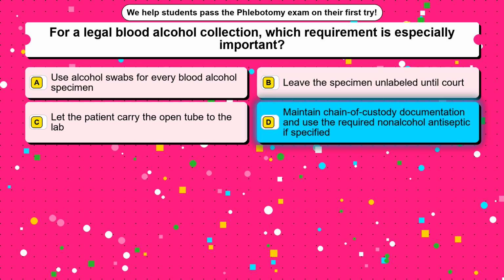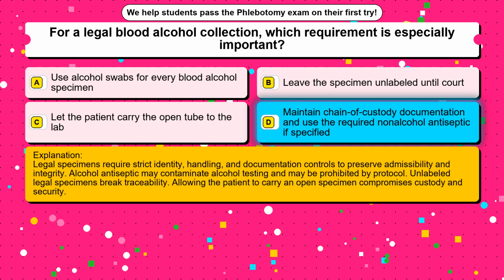Maintain chain of custody documentation and use the required non-alcohol antiseptic if specified. Legal specimens require strict identity, handling, and documentation controls to preserve admissibility and integrity. Alcohol antiseptic may contaminate alcohol testing and may be prohibited by protocol. Unlabeled legal specimens break traceability. Allowing the patient to carry an open specimen compromises custody and security.